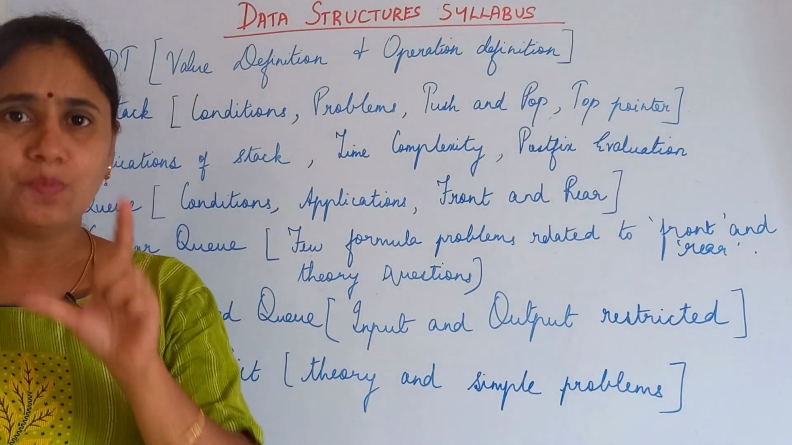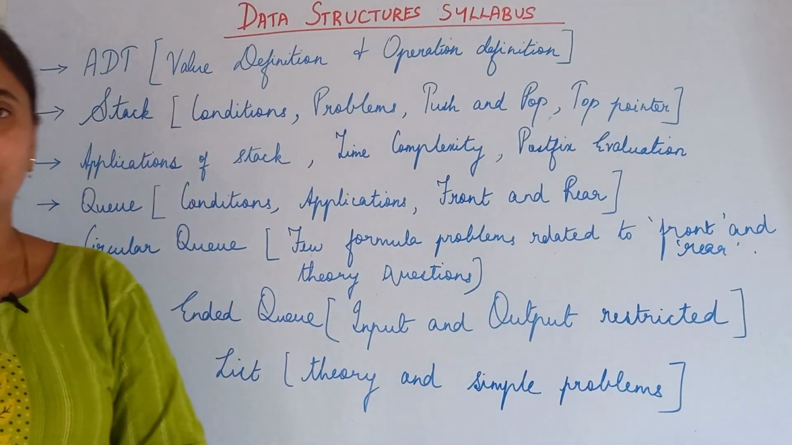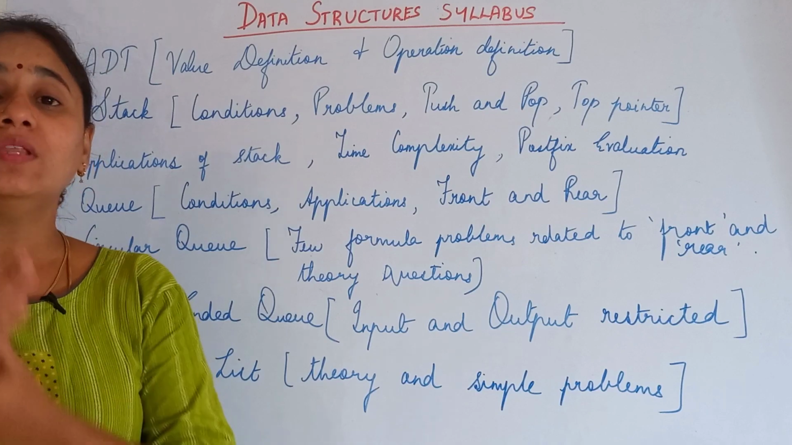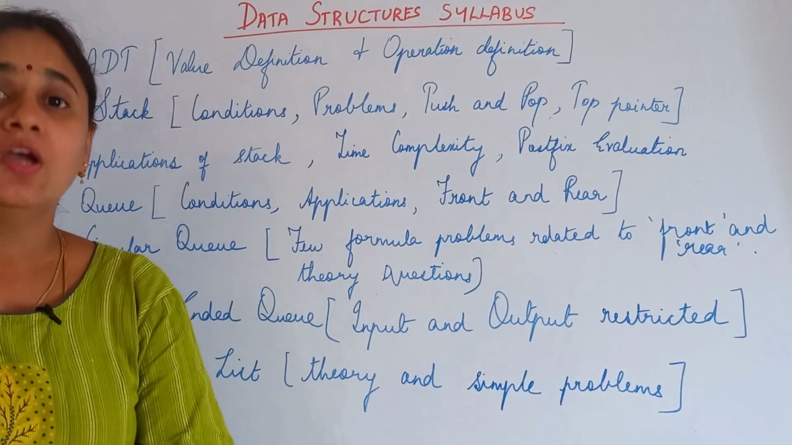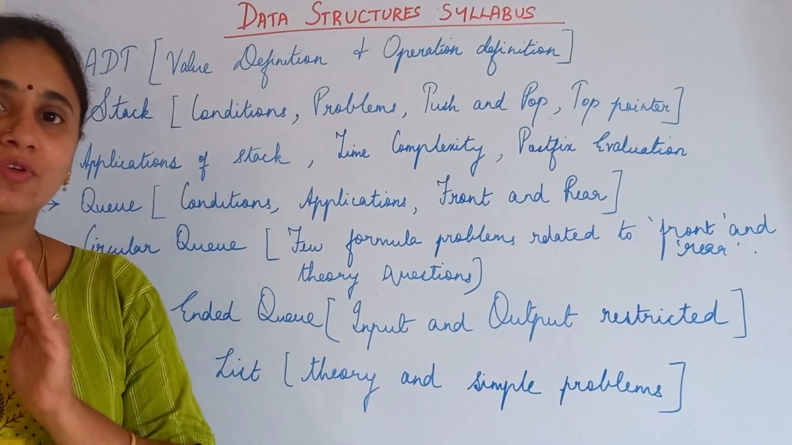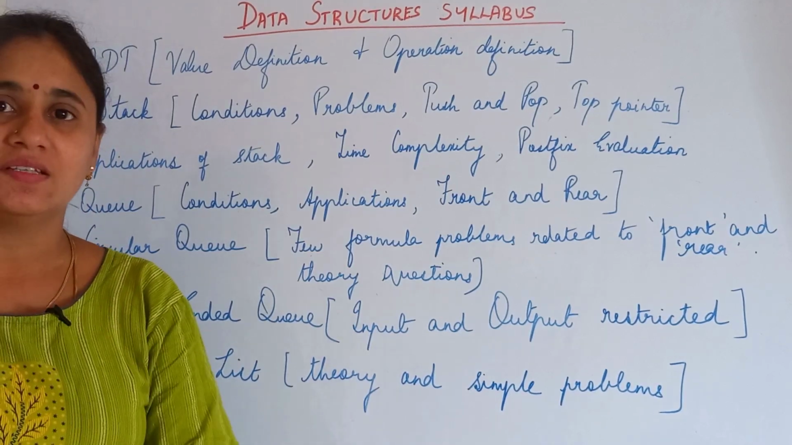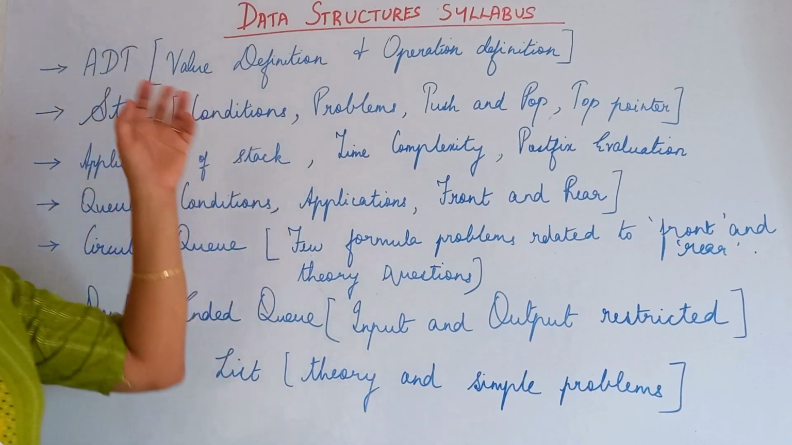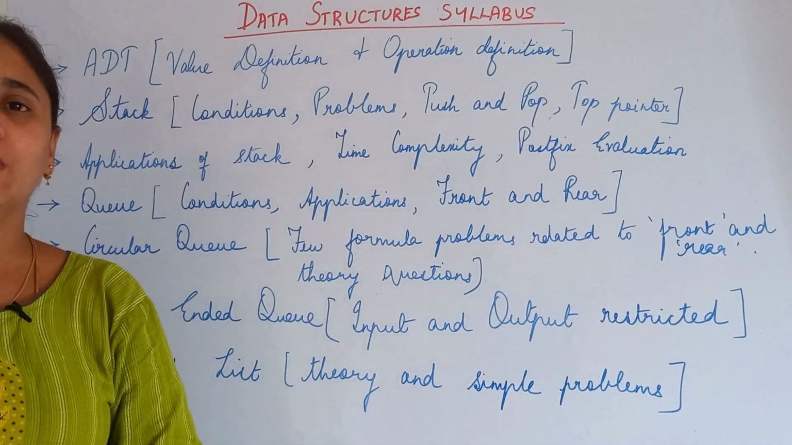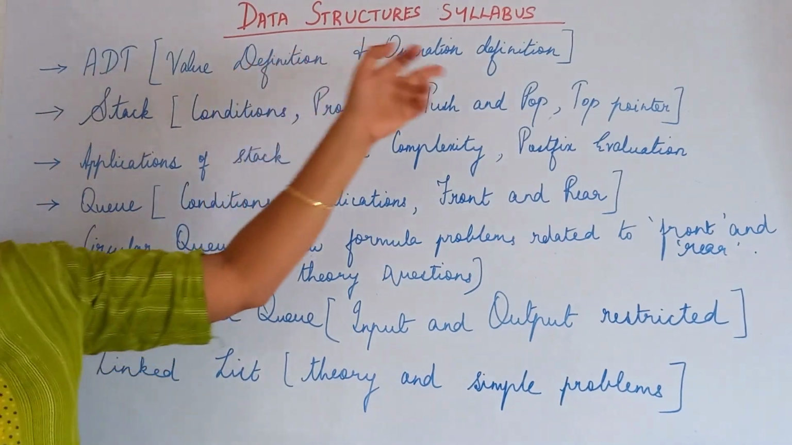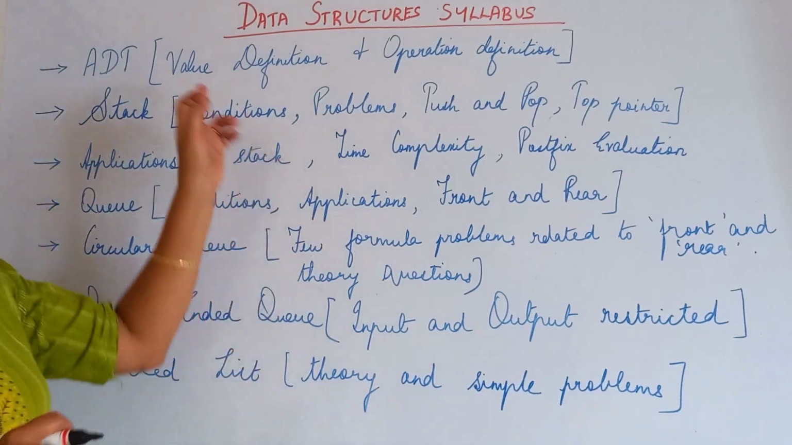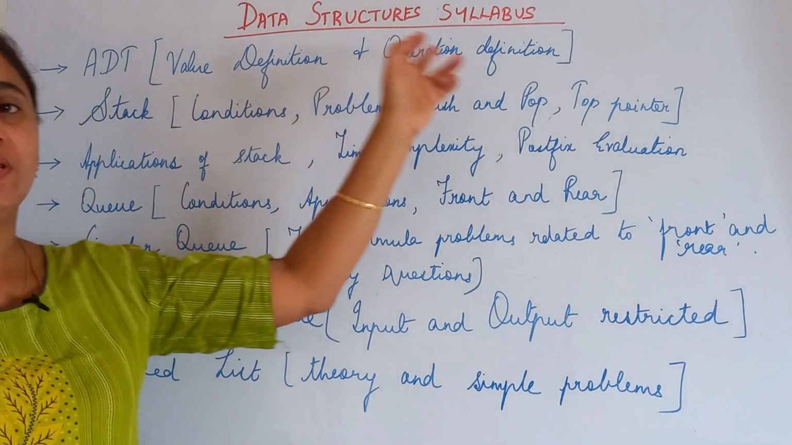So the first important topic is abstract data type. What is an abstract data type, what are its types, and what are the important operations? All those things I have discussed already in a video. If you didn't watch those videos, I will give the link in the description, you can go and watch it. So under ADT, we are going to see the important points that may be asked and the two types of operations that the ADT has. Those operations are value definition and operation definition.